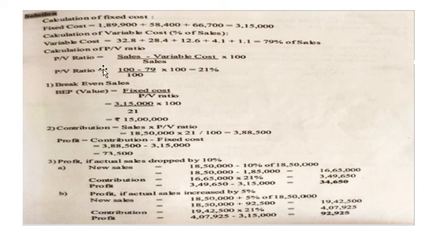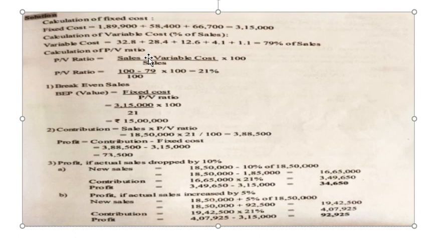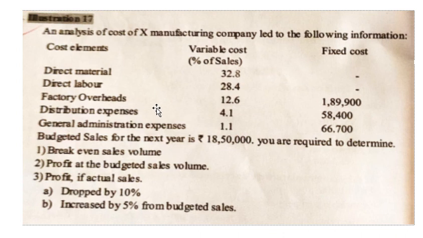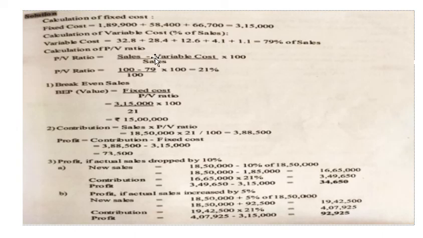So now let us get into the calculation. The calculation of the PV ratio is required to calculate the break-even point here. PV ratio is equal to sales minus variable cost, divided by sales, into 100. We will assume our sales to be 100% because the total variable cost is based on the percentage of sales. Here they have given us budgeted sales for the next year, so we assume the sales to be 100%. Out of the 100%, 79% is the variable cost, divided by the sales again, which is 100, into 100, will give us 21%. So the PV ratio is 21%.